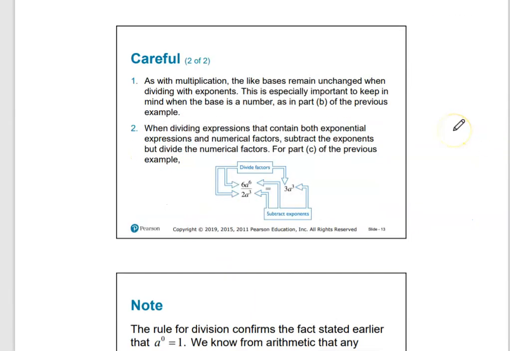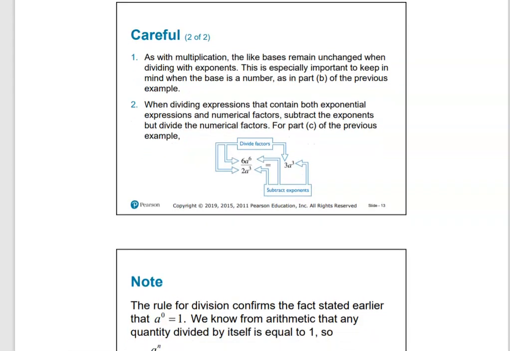So make sure you're careful, as with multiplication: the like bases remain unchanged when dividing. This is especially important to keep in mind when the base is a number, as in part B of the previous example. When dividing expressions that contain both exponential expressions and numerical factors, subtract the exponents but divide the numerical factors. That was part C of the previous example.